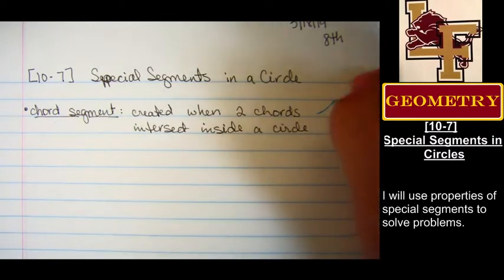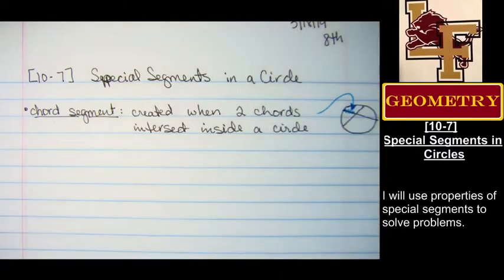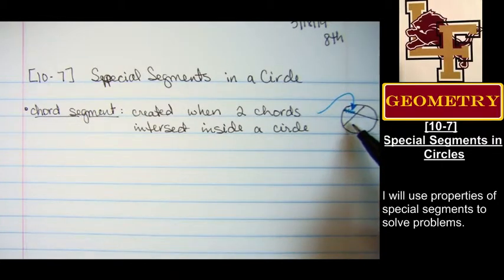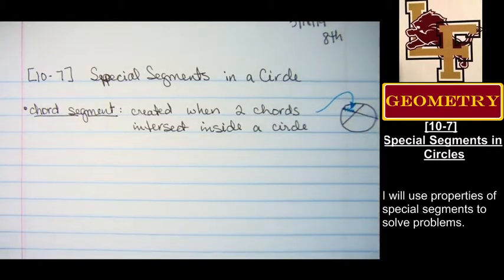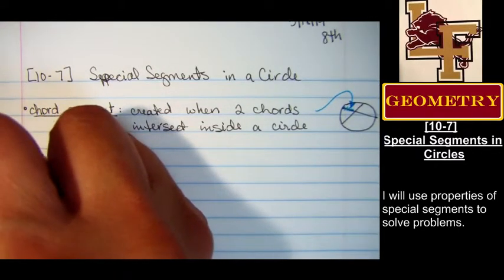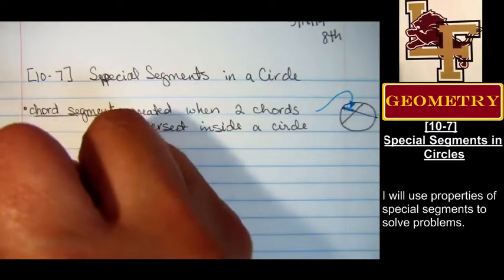That piece right there is a chord segment. This little piece is a chord segment. And this one, and this one. Each one of these little pieces of a chord is a chord segment. This gives us our first theorem, called the chord segment theorem.